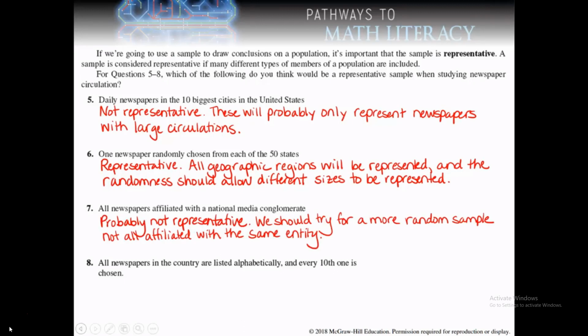And in 8, all newspapers in the country are listed alphabetically and every 10th one is chosen. While this technically is not considered to be random because it's very systematic, it would most likely be representative. We'd probably get a good mix of a lot of different kinds of newspapers.